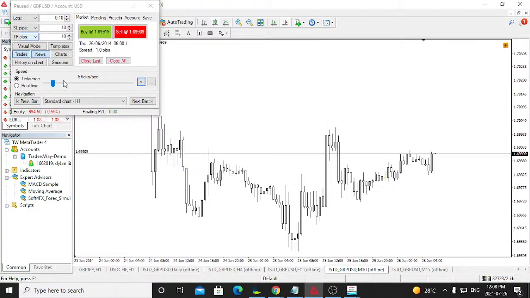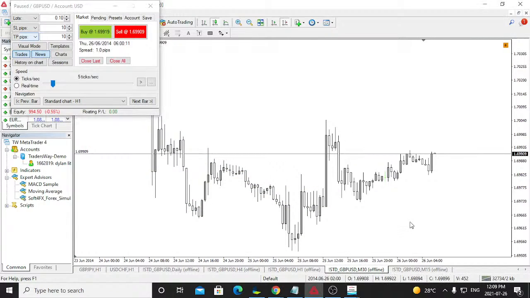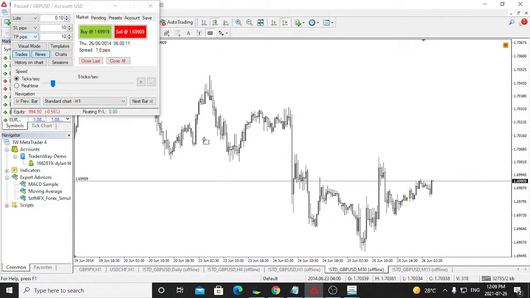Today is Thursday. What do we have news-wise? News-wise, let's see here. We have 9:30 a.m. We have a lot of strong news coming up for the pound at 9:30 a.m., which, I mean, it's not 8:30 a.m., so that's good. So we zoomed into the lower time frames.